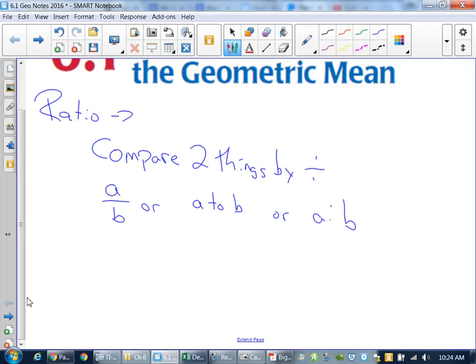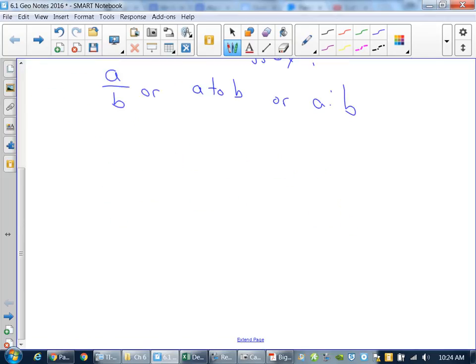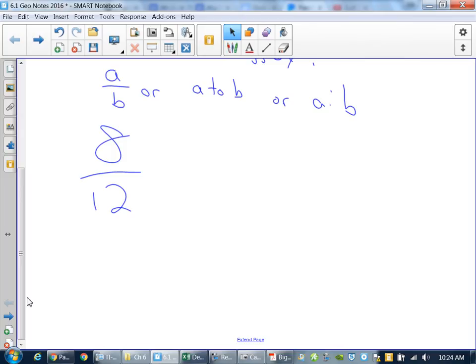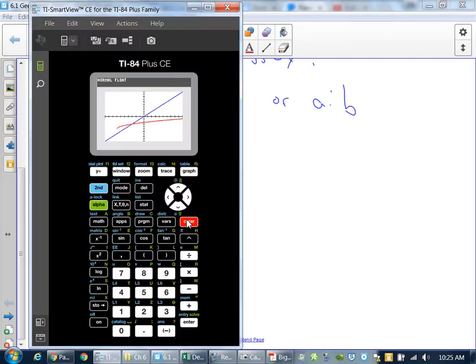Now, one of the things that you have to remember when you're dealing with fractions is, what do you always do with fractions? And what does the calculator do for you? Simplifies it. You guys all know how to do a simplified fraction in the calculator? No. I'll show you. I have a question.